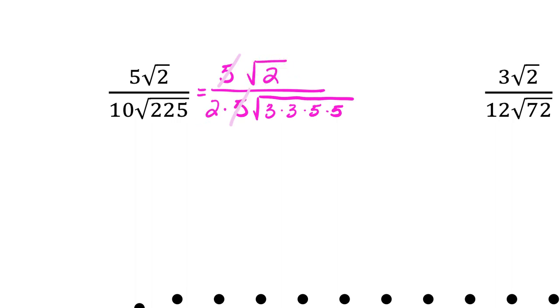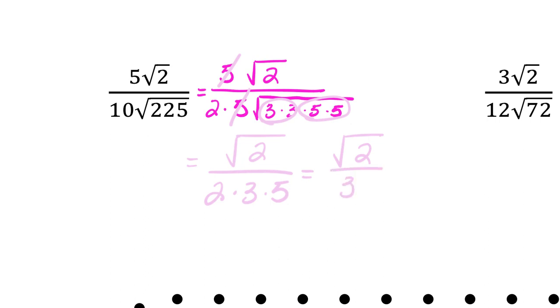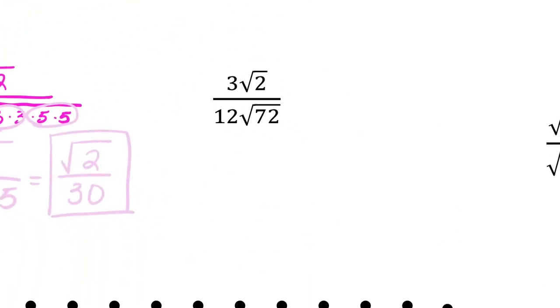So then the next step in this process is going to be to circle our index. I have these numbers that I can circle. So to clean this up, now I have the square root of 2 up top. And then I have 2 times 3 times 5, which really is the square root of 2 over 30. All right, I'm going to try another one. Let's go to this one.